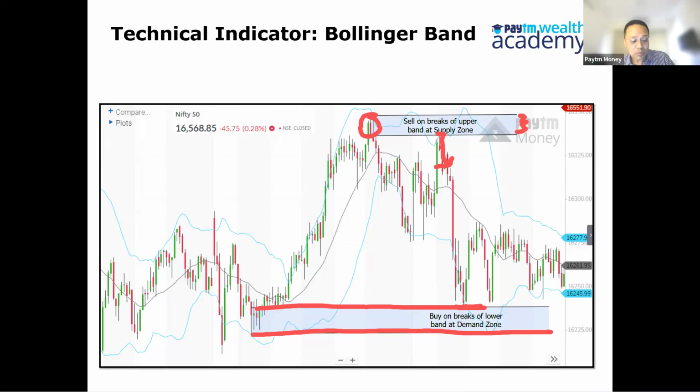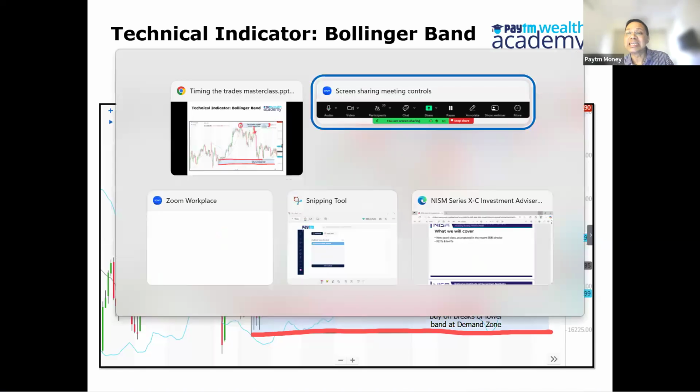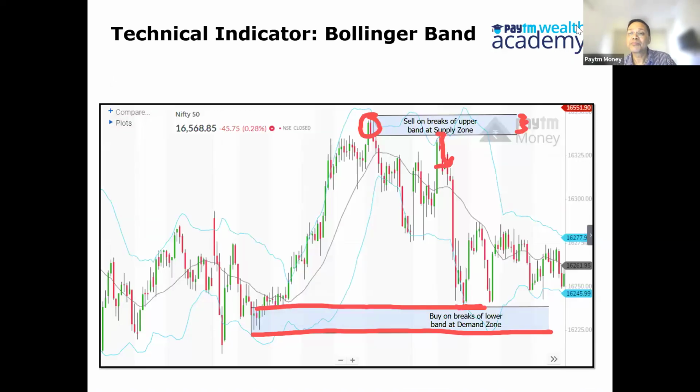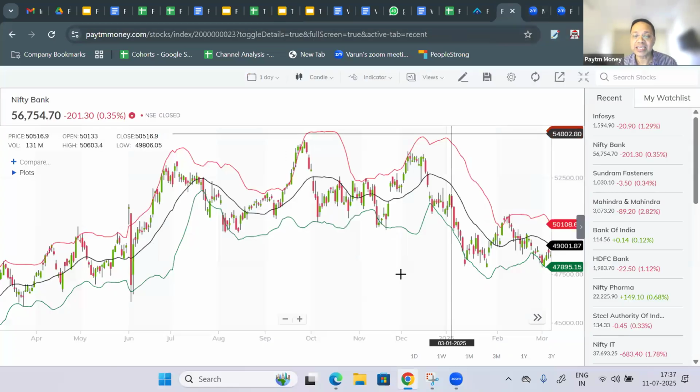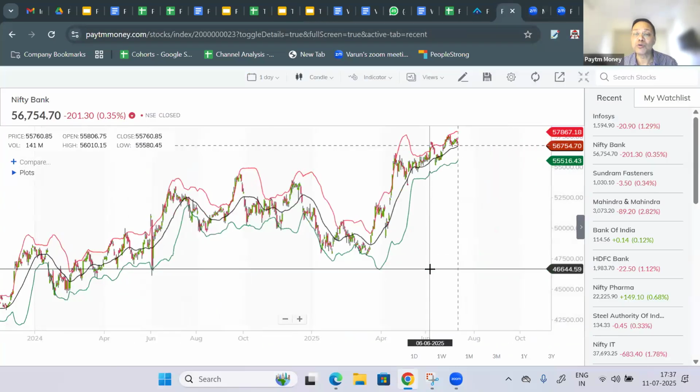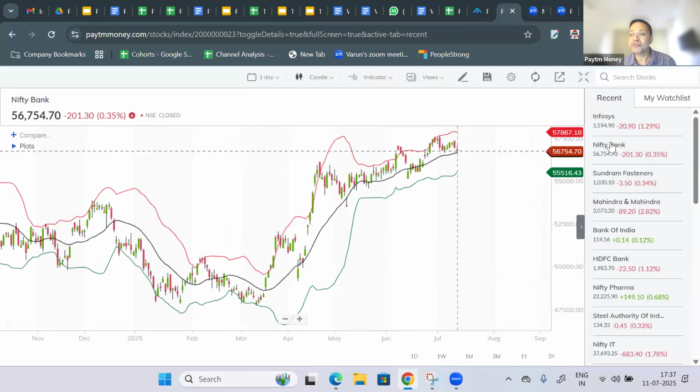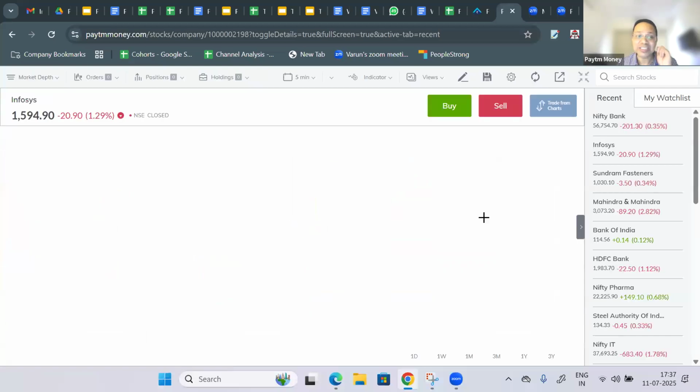Correct? Now, let's go and see in the real chart as well. Let's see how we will define it in the real chart. In any stock, let's take Infosys.